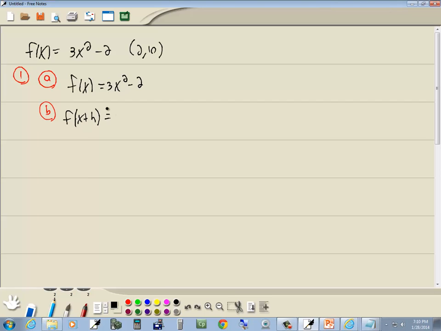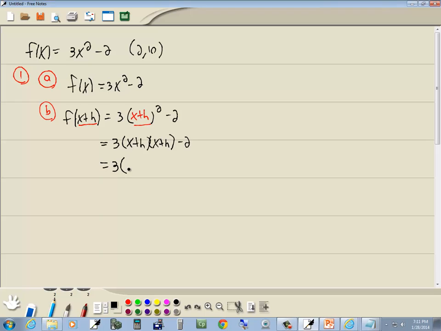And this is just evaluating the function, so we'll go back to our original function, and wherever we have an x, we'll put in a set of parentheses. So we've got 3 times parentheses squared minus 2. Now whatever's inside of the parentheses right here is automatically what we're going to put in over here. So this will be x plus h. So we've got 3 times (x plus h) squared, which is (x plus h) times (x plus h), minus 2.